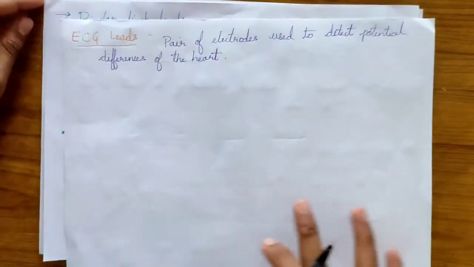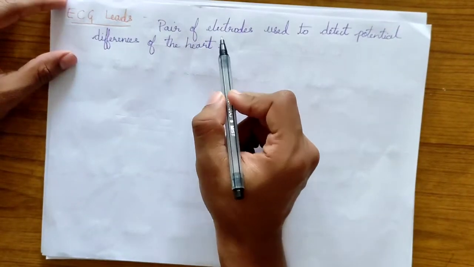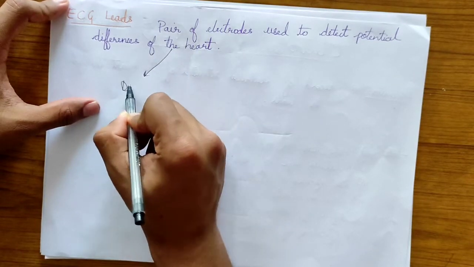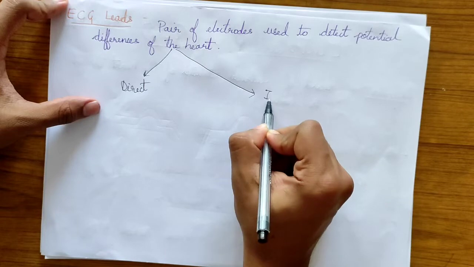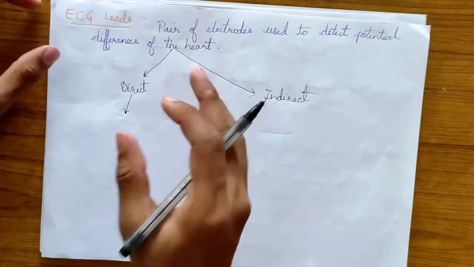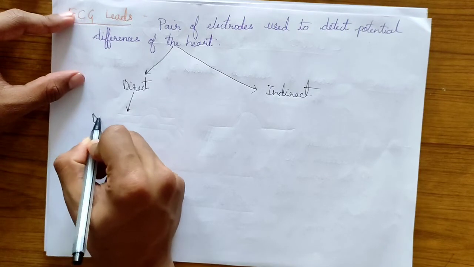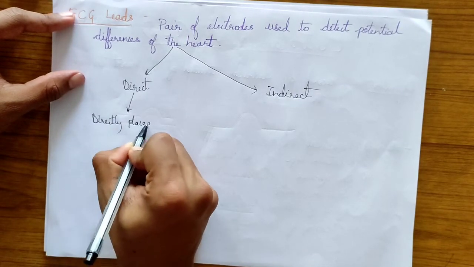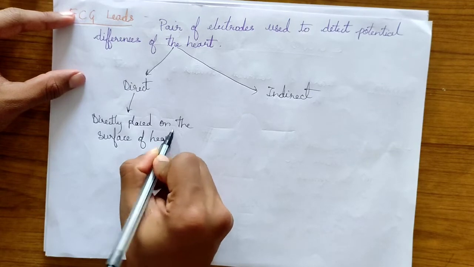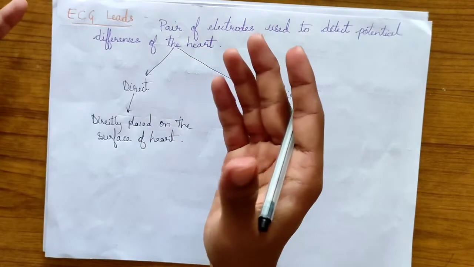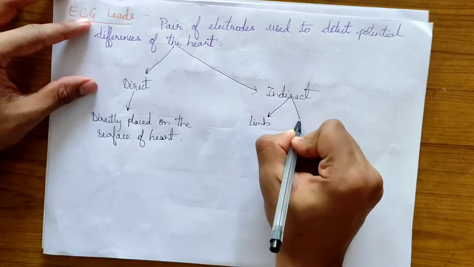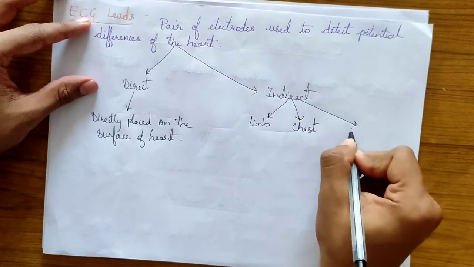So let's talk about what are the ECG leads. ECG leads are nothing but the pair of electrodes used to detect potential differences of the heart. So ECG leads can again be divided into direct and indirect leads. The direct ECG leads are electrodes which are placed directly on the surface of the heart. This is used while doing the surgery procedure, like open heart surgery. In indirect, there are three types: limb leads, chest leads, and esophageal leads.